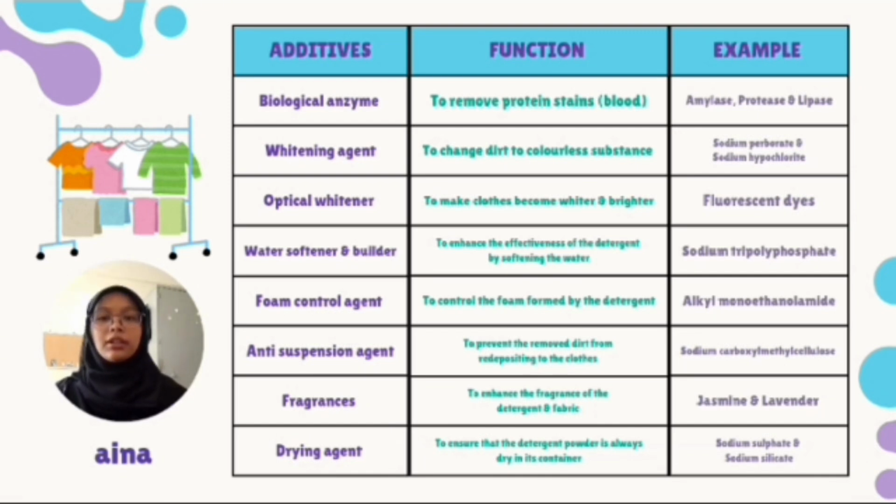Next one is fragrance, to enhance the fragrance of the detergent and fabric. For example, we have jasmine and also lavender. Lastly is drying agent, to ensure that the detergent powder is always dry in its container. For example, there is sodium sulfate and also sodium silicate.